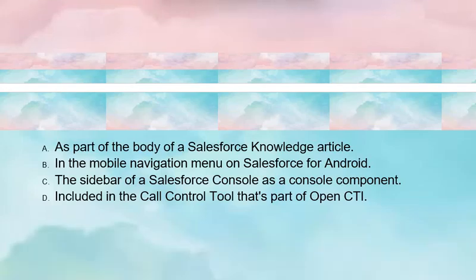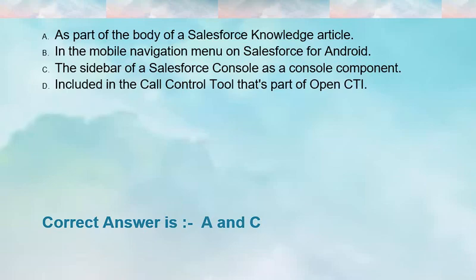Option A: as part of the body of a Salesforce Knowledge article. Option B: in the mobile navigation menu on Salesforce for Android. Option C: the sidebar of a Salesforce console as a console component. Option D: included in the call control tool that is part of the Open CTI. Correct answer is option A and option C.